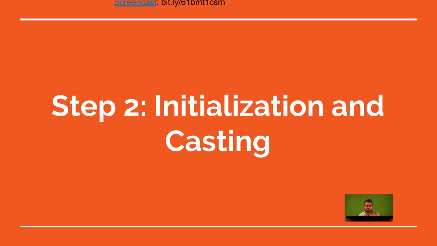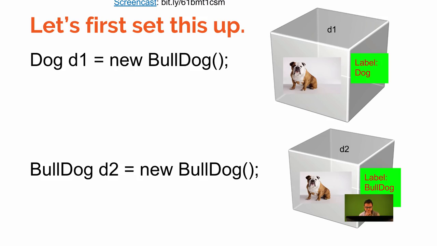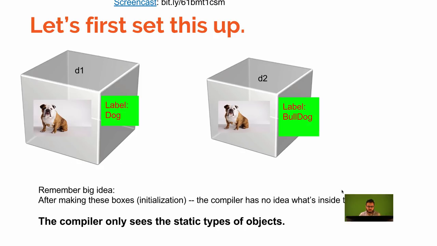So I'll motivate this and then we'll talk about it. Okay, so again, a little bit of a setup. We have dog D1 is new bulldog. So we have a box that has a bulldog inside it, and it's labeled dog, and this is D1. And then we have another one. This one is actually labeled bulldog and has a bulldog inside it.